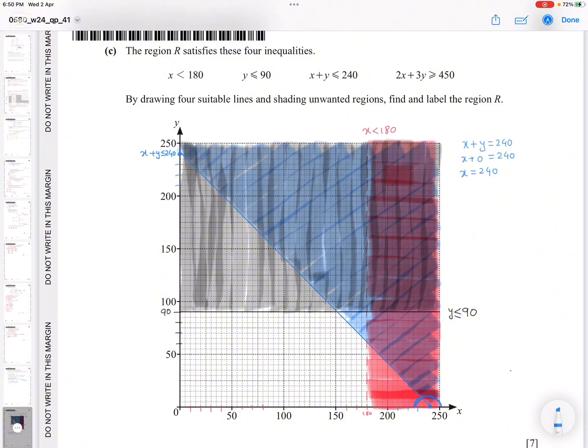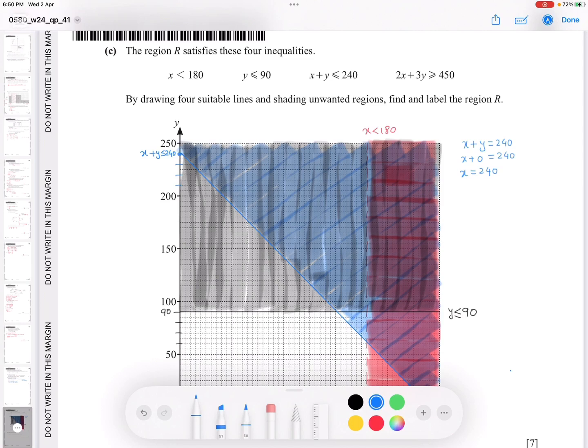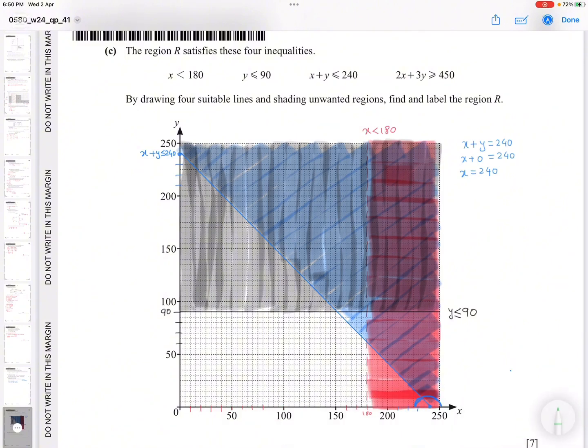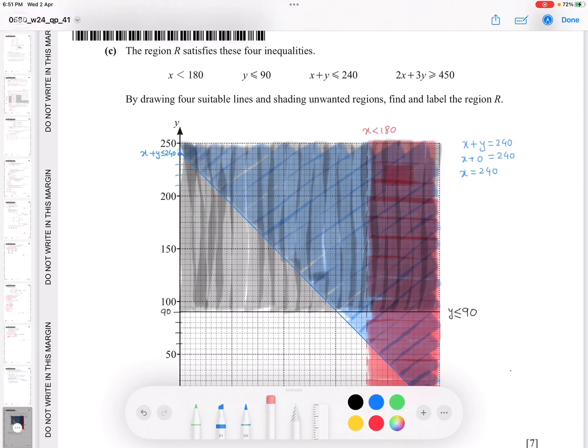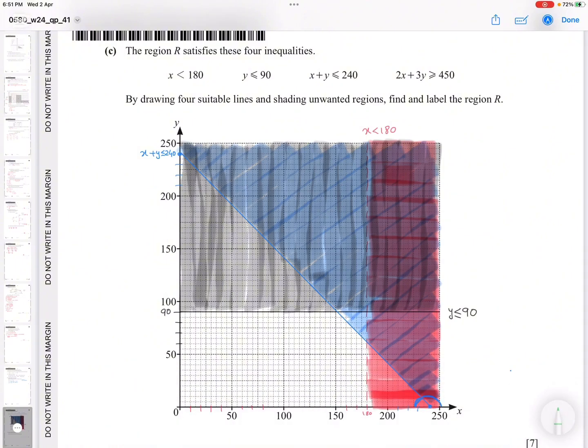Now the last inequality, and we will try with the green one. 2x plus 3y is greater than or equal to 450. So same, we will try to find at least 2 points. 2x plus 3y is equal to 450.